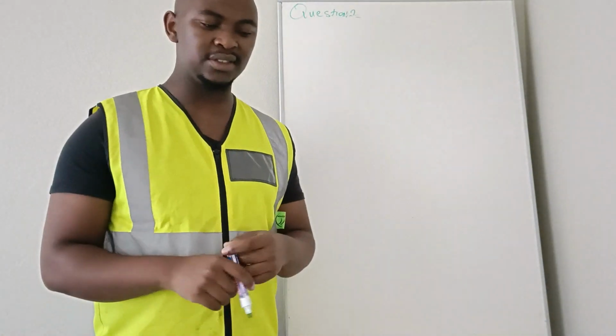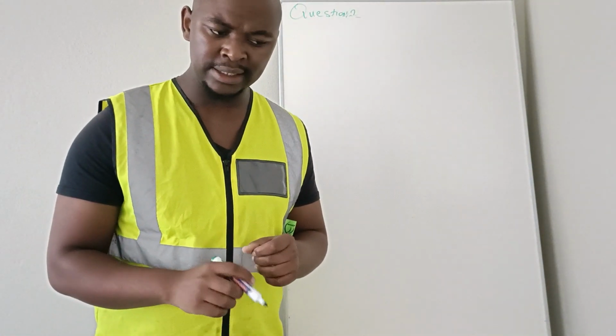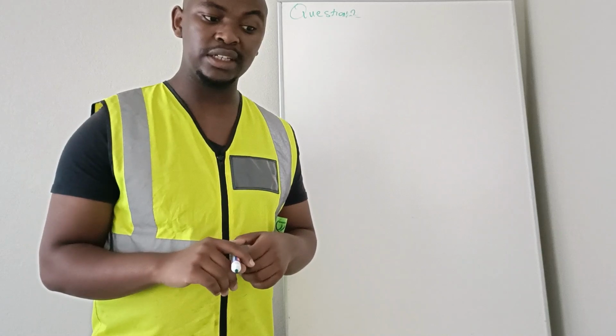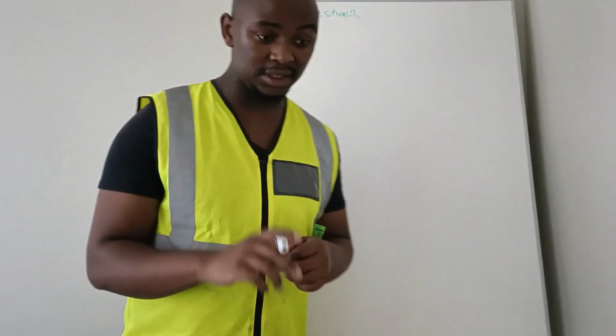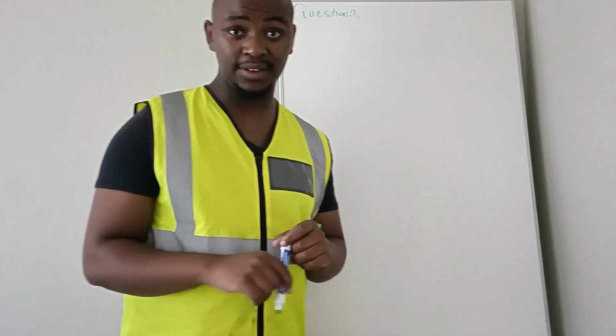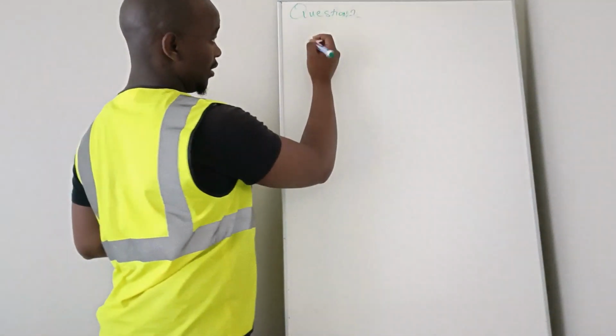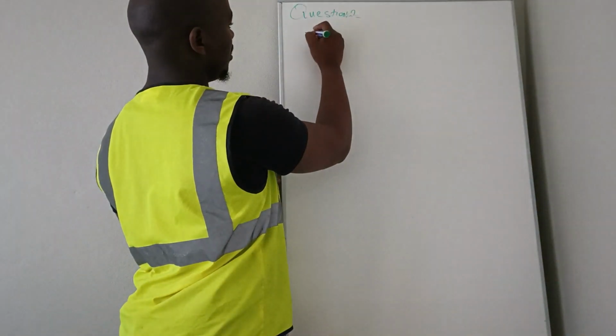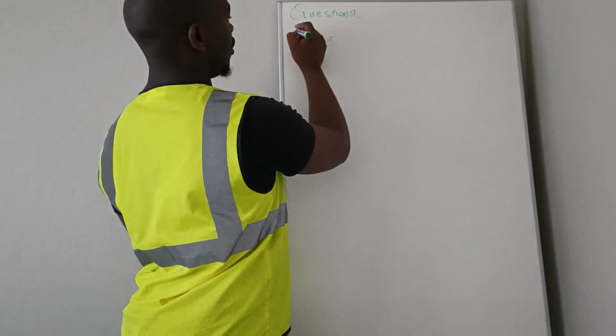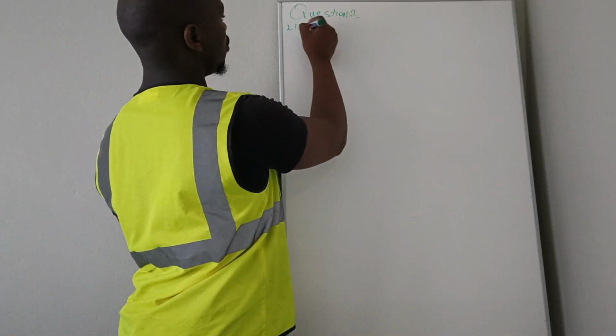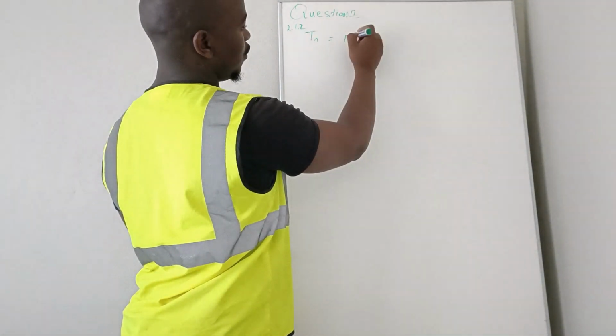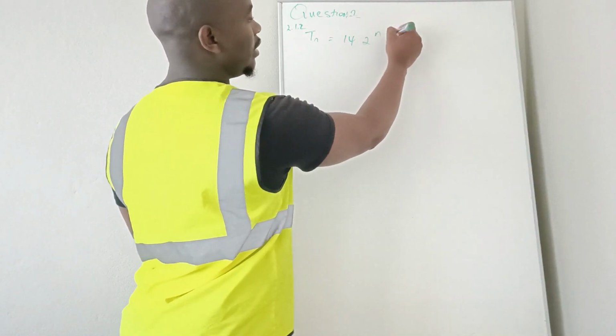Alright, so the next question is as follows. Determine the number of consecutive terms that must be added to the first 6 terms of the series in order to obtain a sum of 114,674. So the series, if you remember, was guided by this equation for 2.1.2: Tn is equal to 14 times 2 to the power n minus 1.